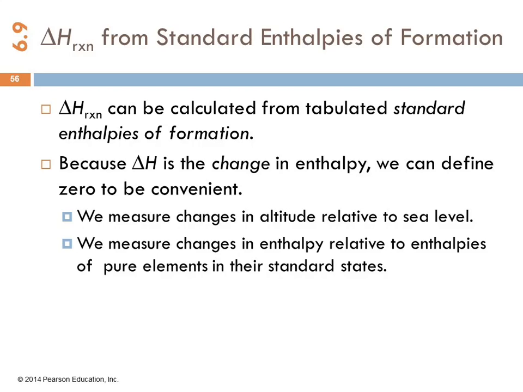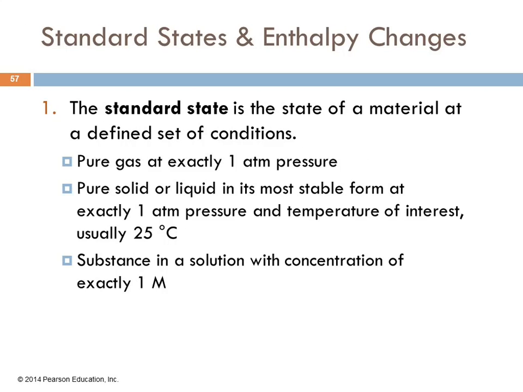So we have definitions for what a standard state is. The standard state is the state of a material at a defined set of conditions. So when we're looking at a pure gas, the gas will be at 1 atmosphere. That's its standard state. If we have a pure solid or a pure liquid, that will be in its most stable form at 1 atmosphere of pressure and the temperature of interest, which is usually 25 degrees Celsius, approximately room temperature.